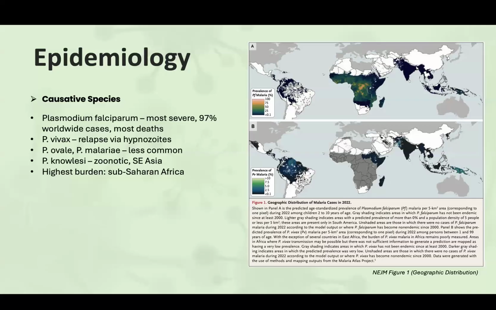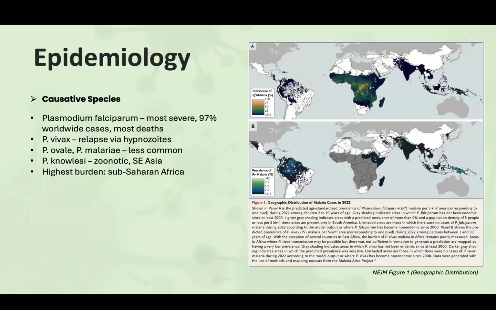We have a figure here showing a worldwide map. It shows the global distribution of malaria separated by species. In the top panel, you see Plasmodium falciparum is concentrated in sub-Saharan Africa, which explains why this region carries the overwhelming burden of malaria deaths worldwide. Falciparum is also the species most associated with severe disease, like I mentioned before.